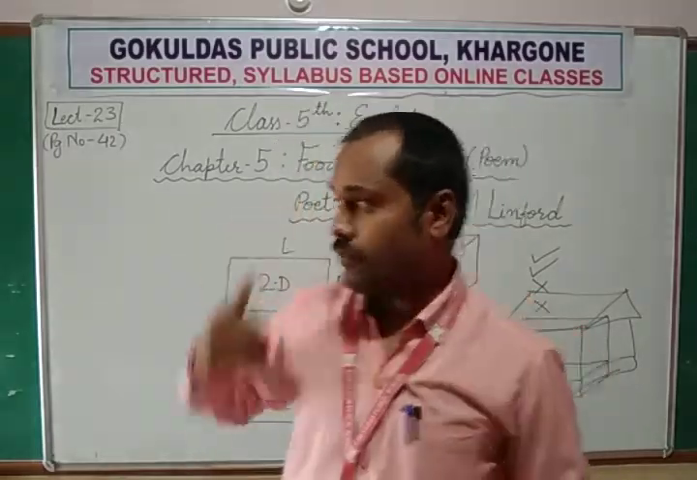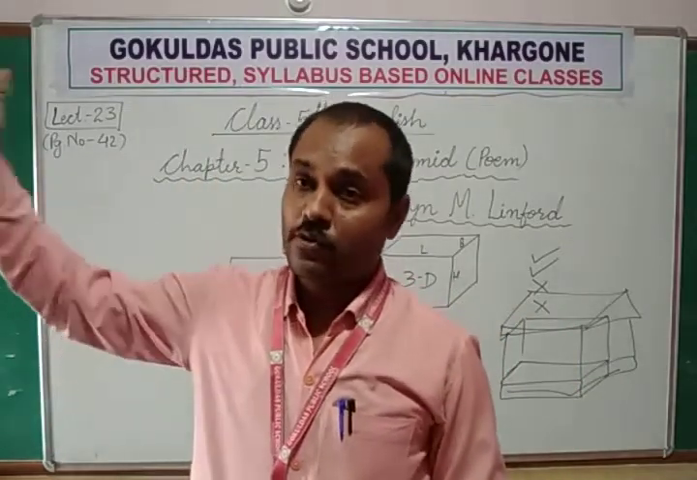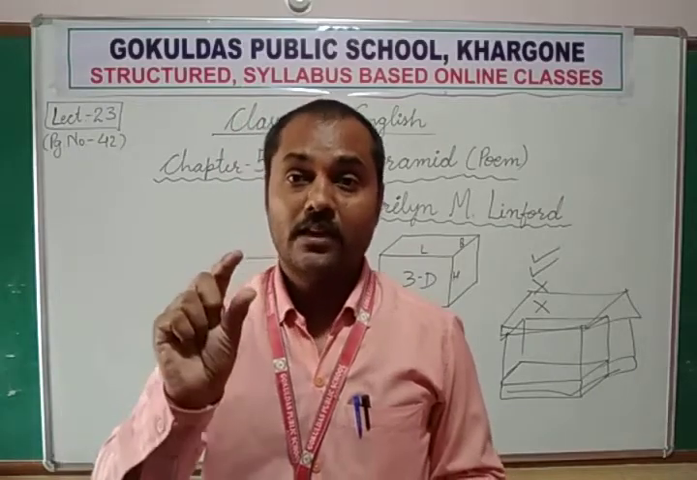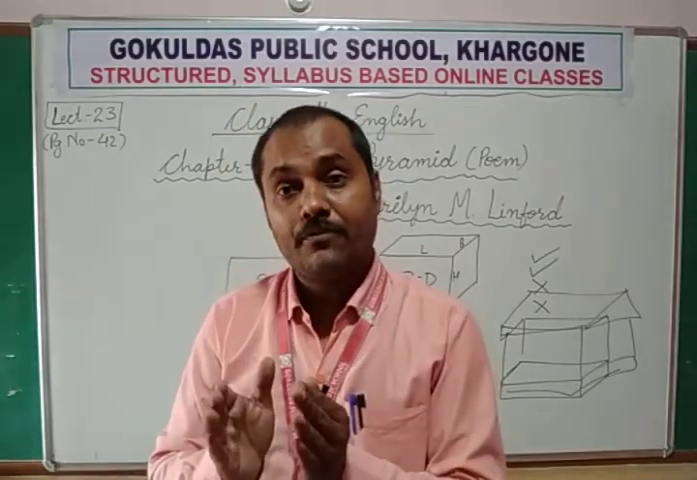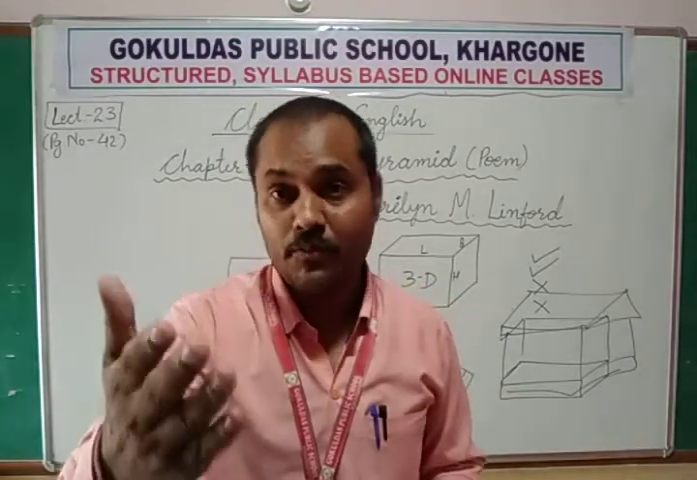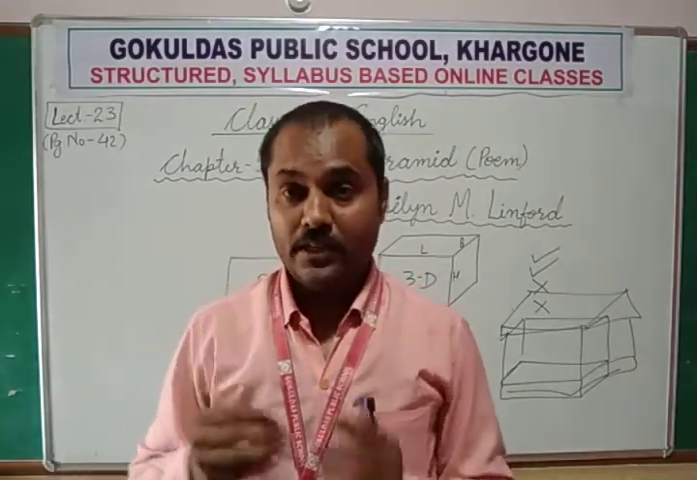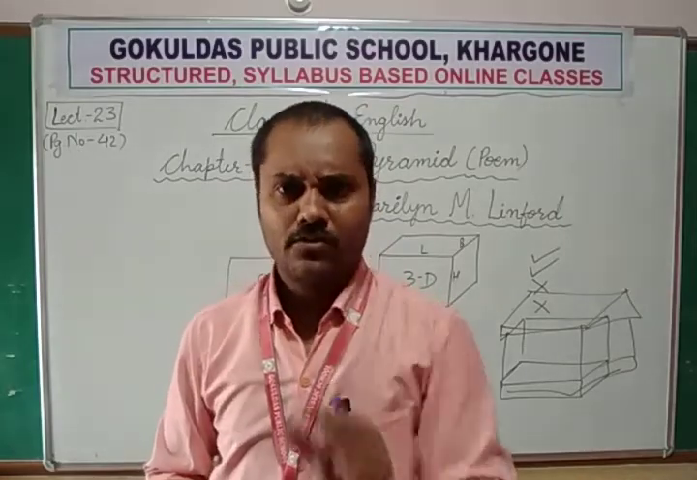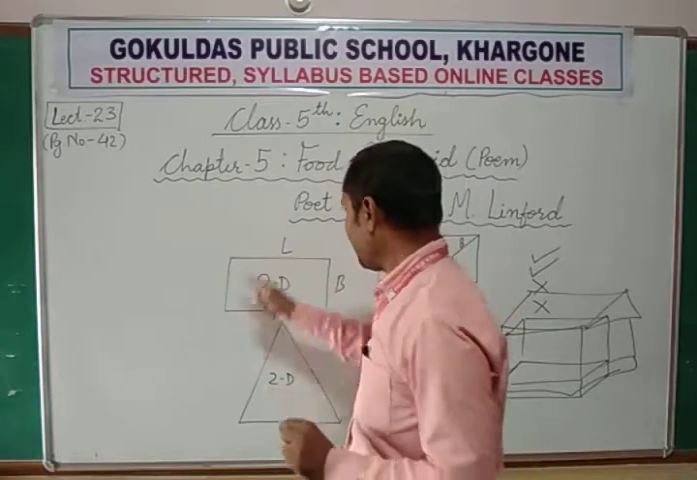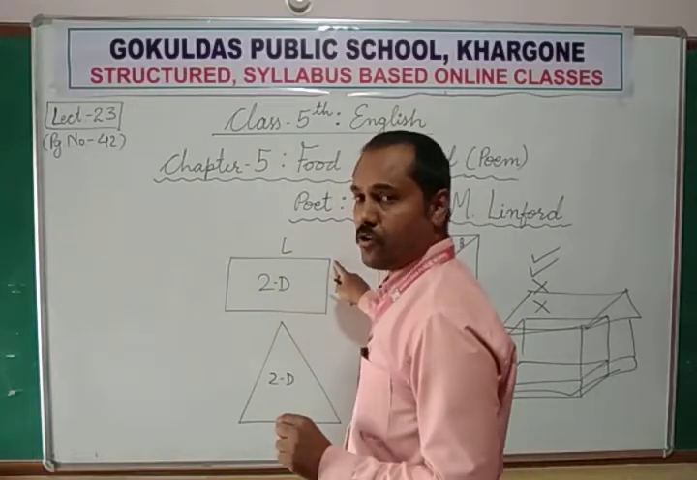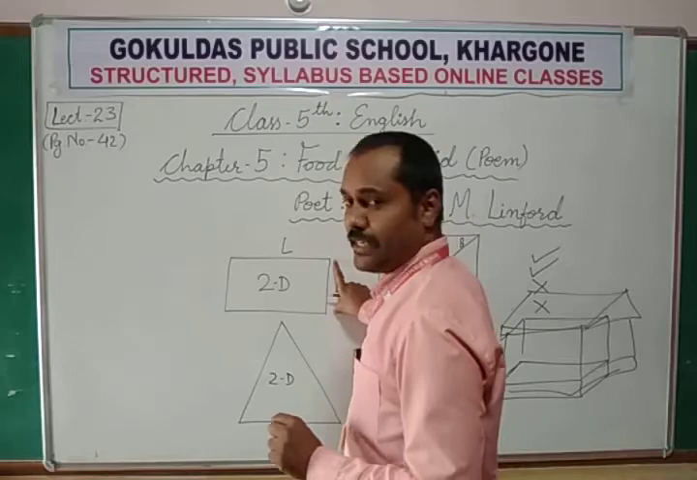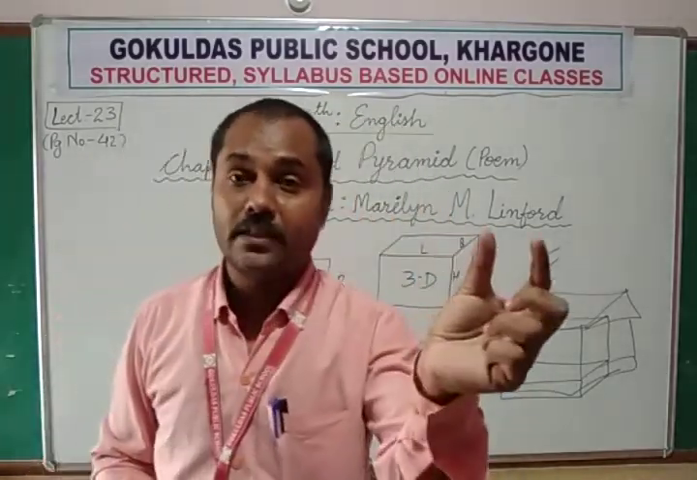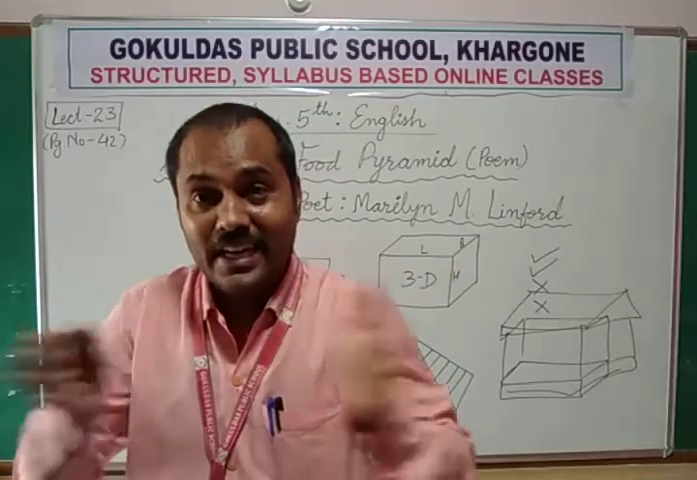If from Khargone I want to reach Indore, the distance can be measured in a unit. What is the unit of measuring distance? Kilometers. What is the unit of measuring small things? Centimeters. So these are units to measure sides, that this is 10 centimeters long and 7 centimeters high. So centimeter, meter, kilometer are the units of measurement of length.